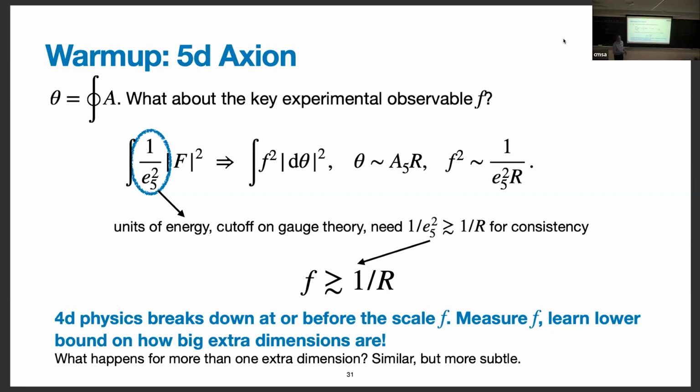1 over r is the KK scale. That's where you start seeing the extra dimension appear. And so if an experiment tells you f, and you want to interpret it as a 5D axion, you learn that 4D physics breaks down at or below that number f. That's for a 5D model.